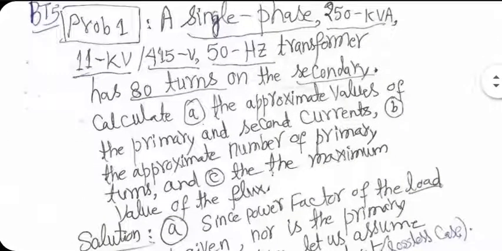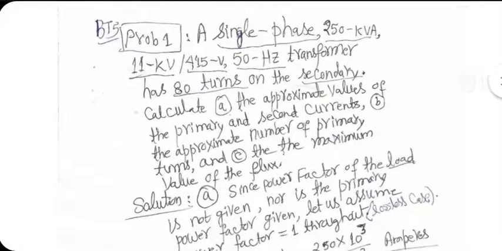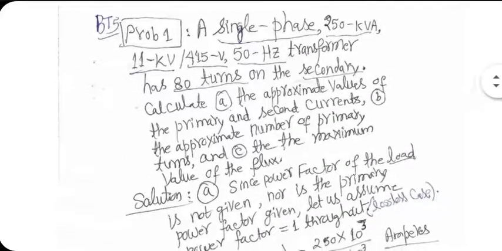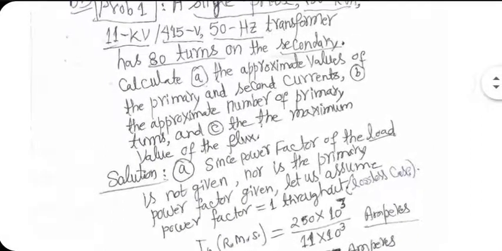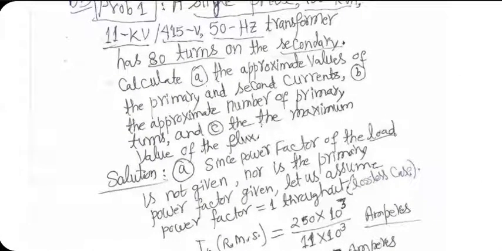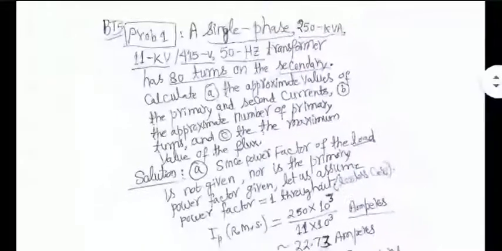The approximate number of primary turns, that's very easy, I think. And the maximum value of the flux. This is slightly different from what we have done so far. So look at the solution carefully. Since the power factor of the load is not given, nor is the primary power factor given, let us assume power factor equal to 1 throughout. That is the lossless case. If nothing is mentioned about power factor, you assume it to be 1 by default.